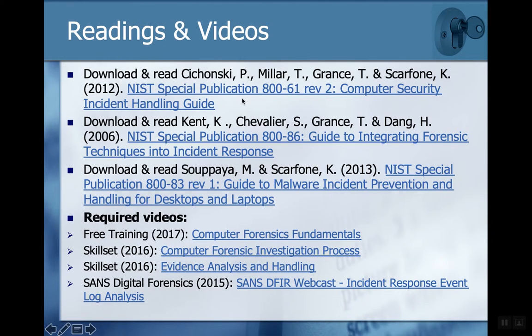Readings, there's a NIST document, special publication 861. I think we've talked about this in some other areas as well. That's one guide right here. There's also 886, 800-83, which focus on what we call forensics, incident response, and in addition, the idea of malware incident prevention and handling for desktops and laptops.